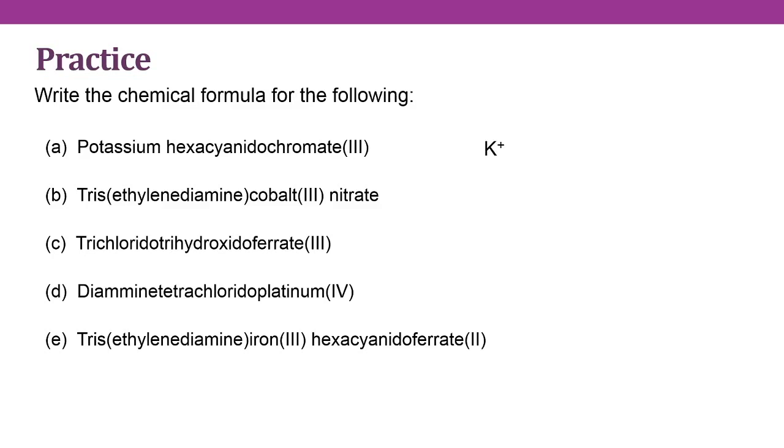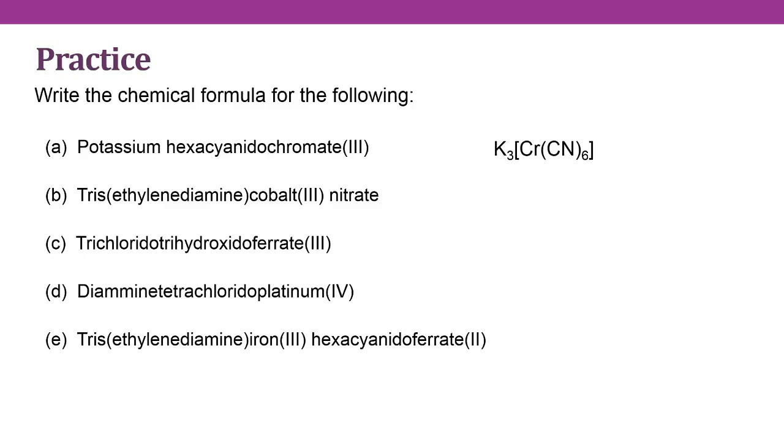The cation is K+, and the anion has 6 cyanide coordinated to a chromium 3+. We will write the complex anion formula as [Cr(CN)6]3-. The charge of the anion is -3 because we have a net charge of -6 for the 6 cyanides and a charge of +3 for the chromium. If we add the +3 to the -6, we get a net charge of -3. We then cross-multiply the charges to get the chemical formula K3[Cr(CN)6] for the complex potassium hexacyanidochromate(III).